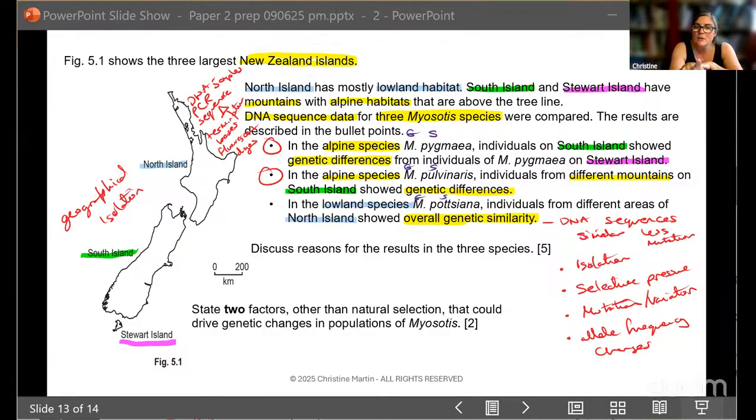So going back to his last question, then, two other factors that could drive genetic changes. Well, this is where you could bring in your genetic drift. So you could say genetic drift, you could say the founder effect could have a role to play.